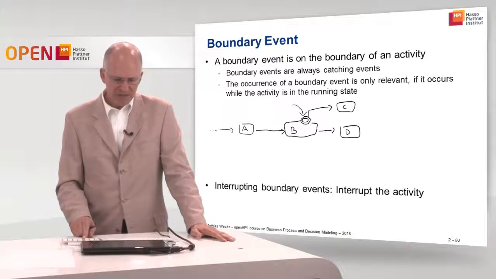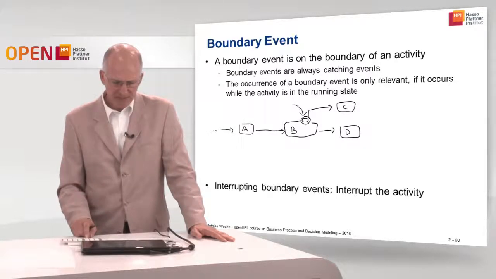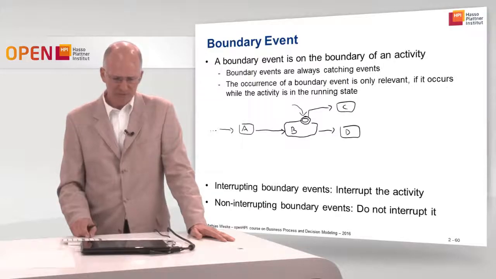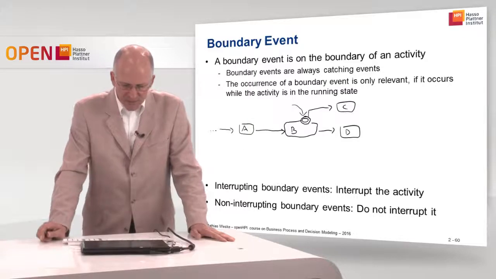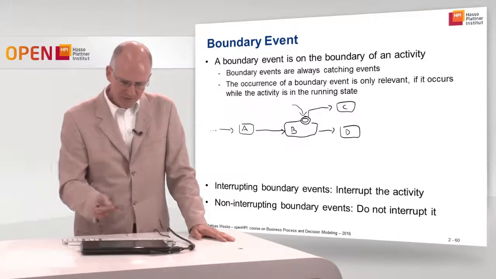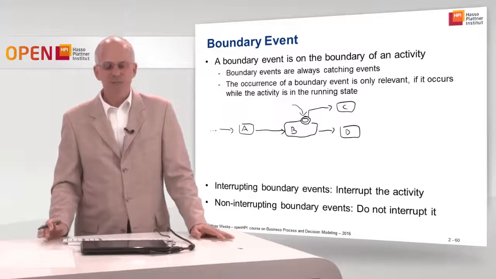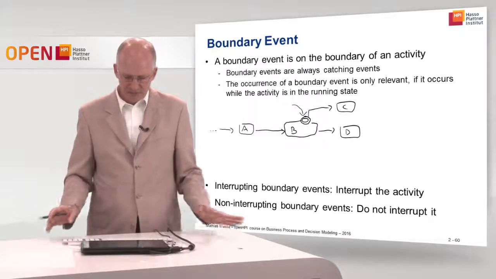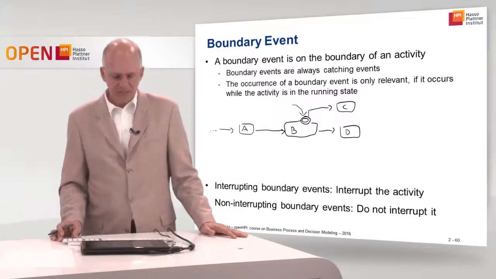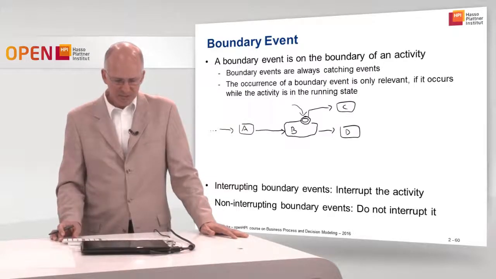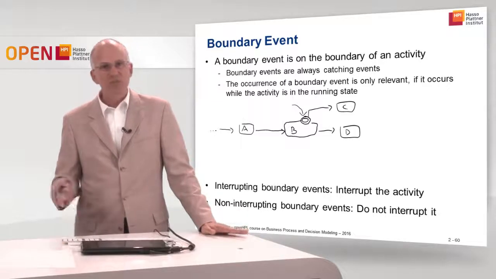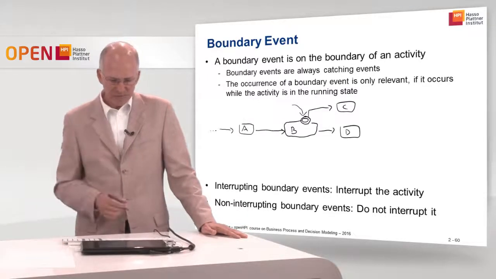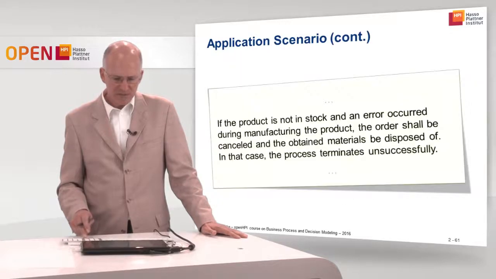There are two variants of boundary events, which are interrupting boundary events and non-interrupting boundary events. Interrupting boundary events interrupt the activity. So once this boundary event occurs, B is stopped. B is interrupted, it does not continue to the end. With non-interrupting boundary events, this is not the case. So B just continues normally, and of course C is triggered as well. We see that in other examples as well.